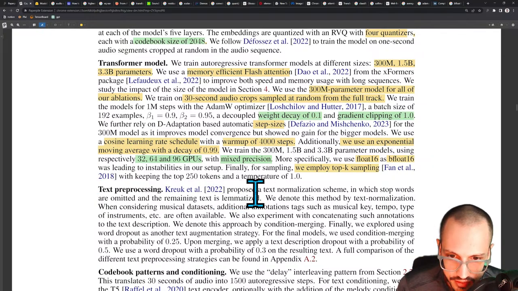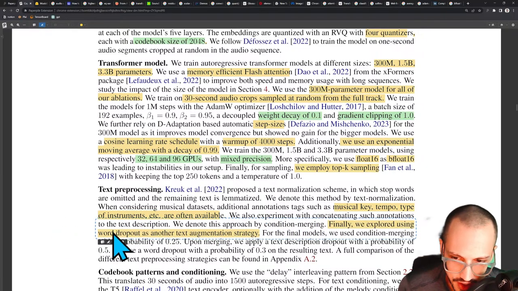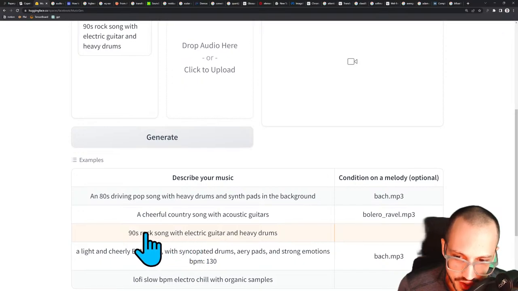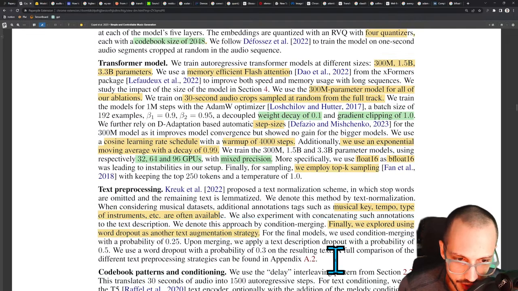Text pre-processing. Propose a text normalization in which stop words are omitted and the remaining text is lemmatized. We denote this method by text normalization. Okay, so I guess they have a bunch of extra weird characters; musical key is often available. Concatenating such annotations to the text description. We explored using word dropout as another text augmentation strategy. So that's kind of cool. So basically dropping out specific words and then you should get to the same point.